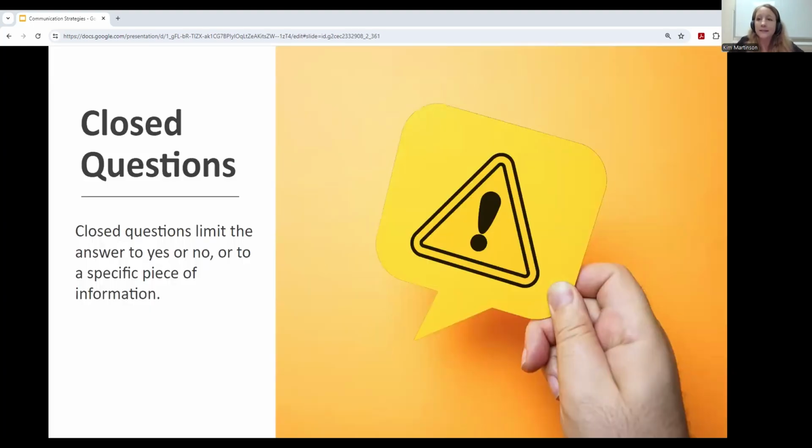Okay, the next is closed questions. Closed questions are the opposite of open questions. Their very structure limits the answers to either a yes, no, or a very specific piece of information. Some examples include, do you like chocolate? Were you born in December? Is it 5 o'clock yet? Although closed questions tend to shut down communication, they can be very useful if they are searching for a particular piece of information or winding down the conversation.